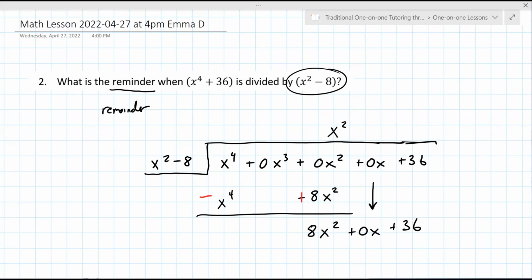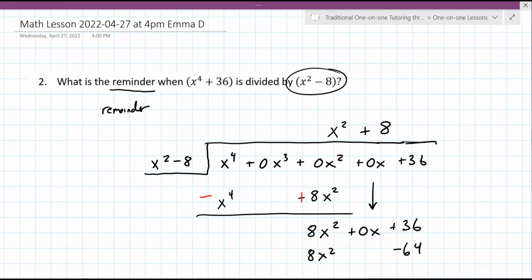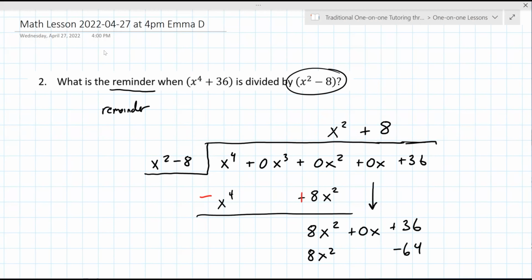And it's the same thing. What do you multiply x squared by to get 8x squared? Which is 8. Right. So that's 8x squared minus 64. But again, you have to change the sign. You're subtracting, but I prefer to change the sign here on these. And that helps to figure out the correct answer.